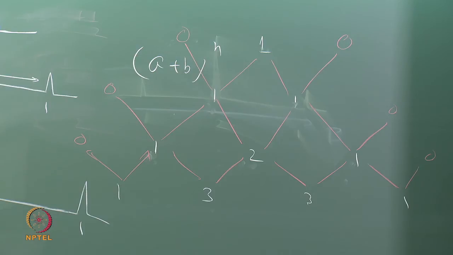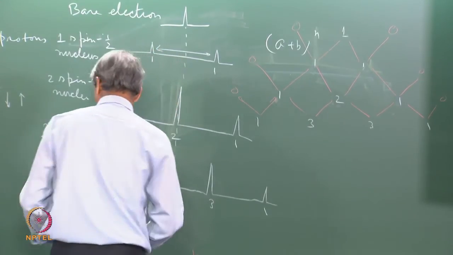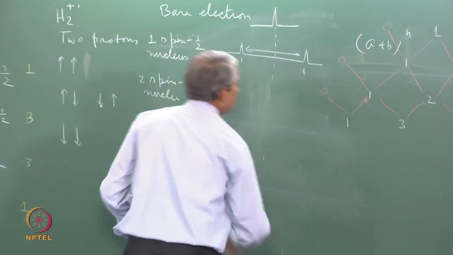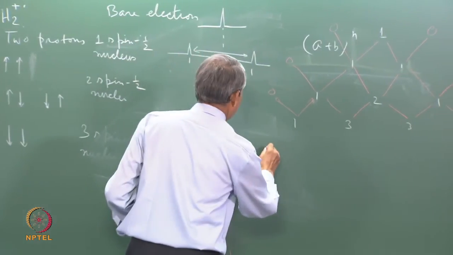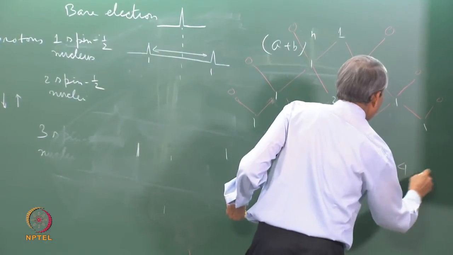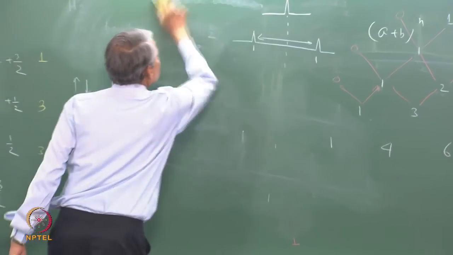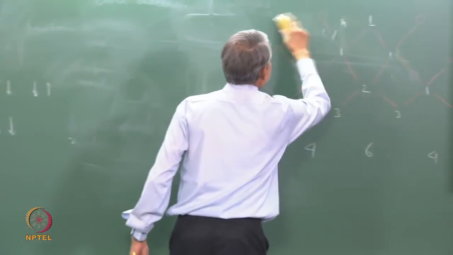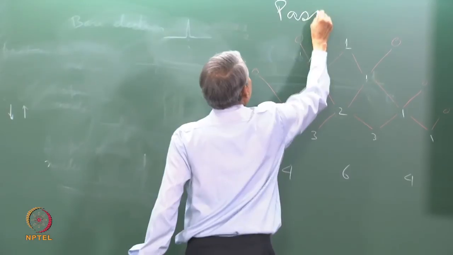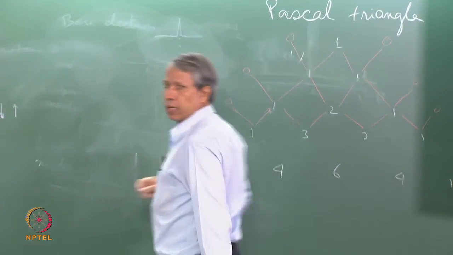We can therefore generalize that. So, if I have got 4 spin half nuclei, I can easily predict the spectrum from this Pascal triangle. It will be 1, add the 2, 4, this will be 6, add the 2, this will become 4, and 1. This is the Pascal triangle. You can keep on generalizing this.